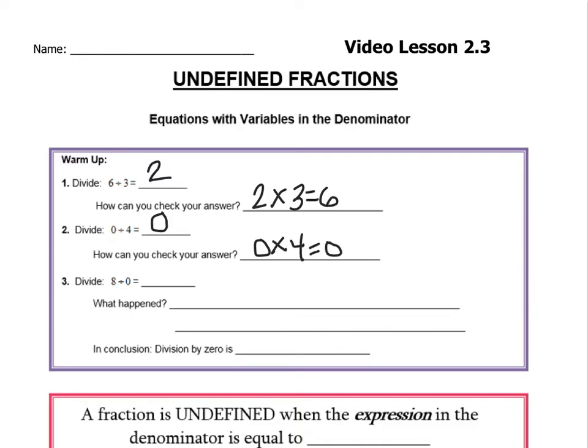But what happens when you divide 8 by 0? In other words, what happens when you have 8 in the top of a fraction and 0 in the bottom? 8 divided by 0. Well, if you went to your calculator and typed in 8 divided by 0 and hit enter, this is the message you would get.